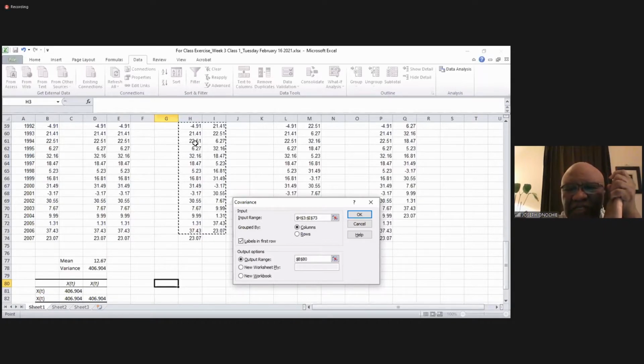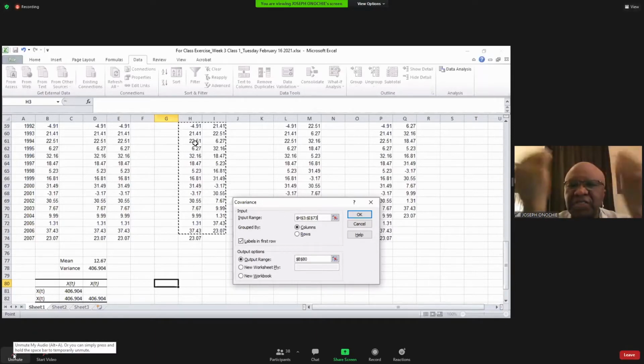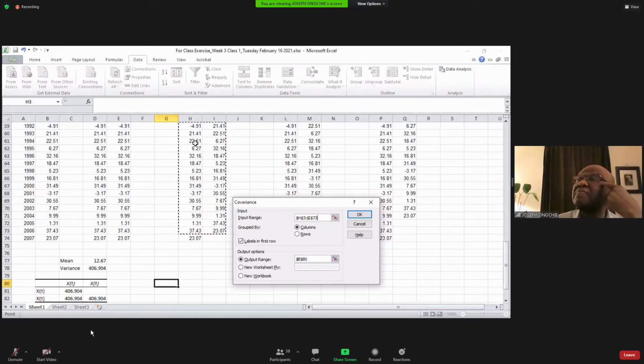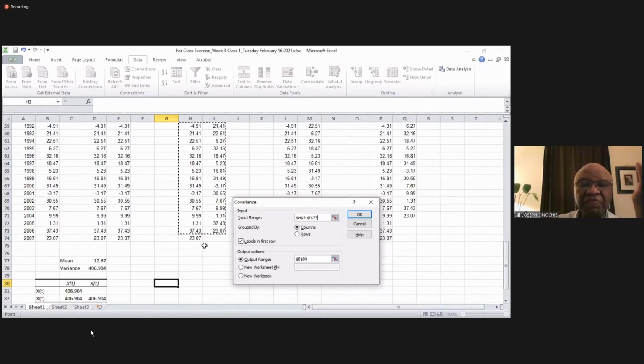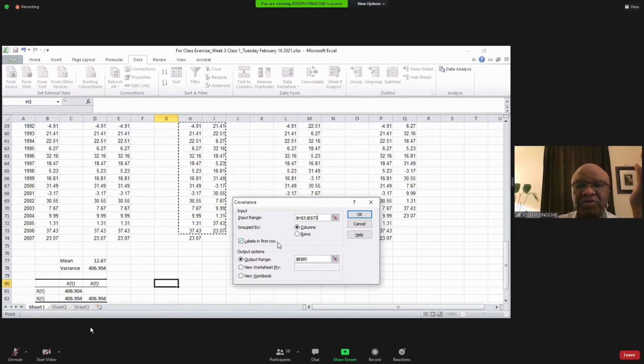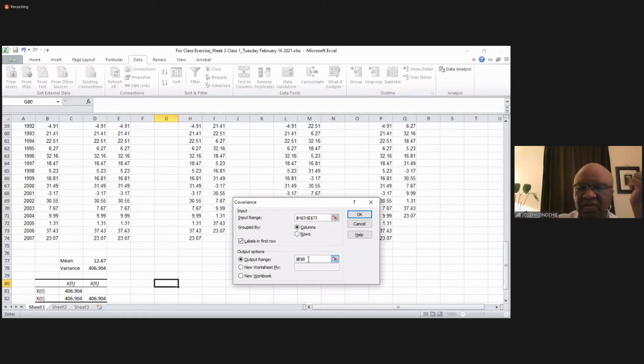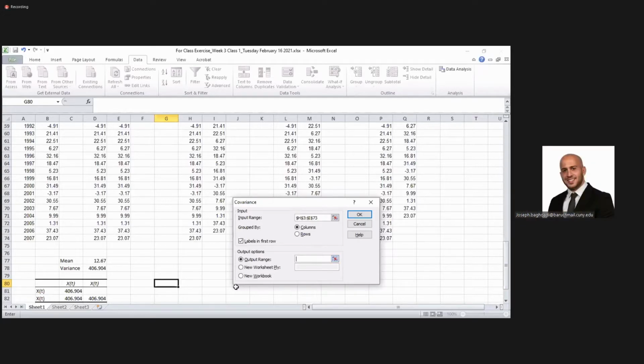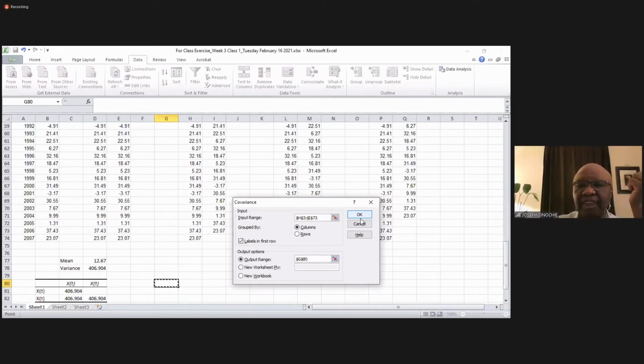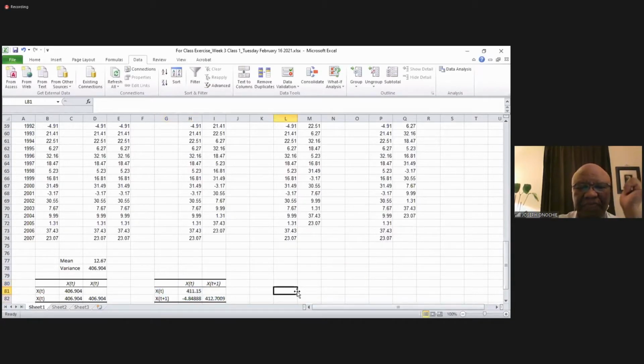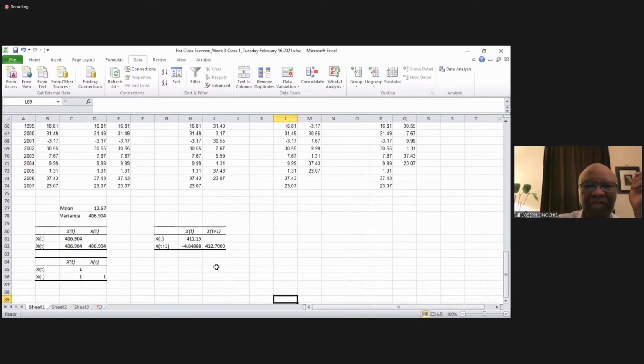So guys, if you notice, I am selecting one less, right? Because I want consistency of the data. Because I'm lagging, the first one of them will not have data. So I select the labels and I do this one. I remove this and I put this here and I say, okay. So it gives me the covariance. Okay. And then I go ahead and do the correlation between xt and xt plus 1. I do it right below it.